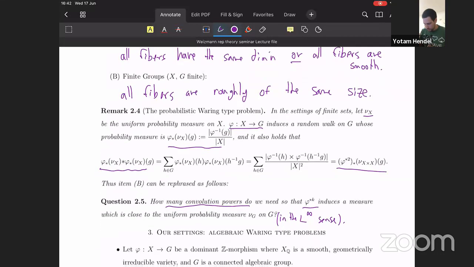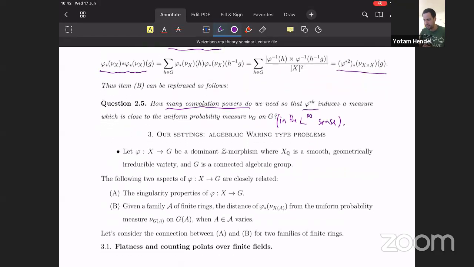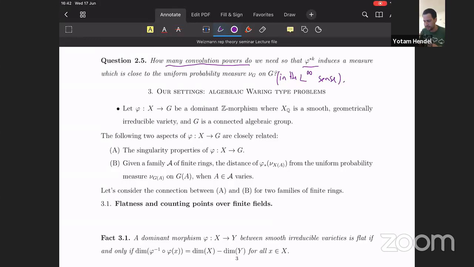So let me move to the setting of algebraic geometry. I will consider a general setting, and then in some time I will return to the setting of word maps and Lie algebra words. The standard assumptions now are that I have some morphism φ which is defined over Z, and it is dominant, because I want to consider this relative notion of Waring's problem. And also I assume that X_Q is smooth and geometrically irreducible, and G is some connected algebraic group.